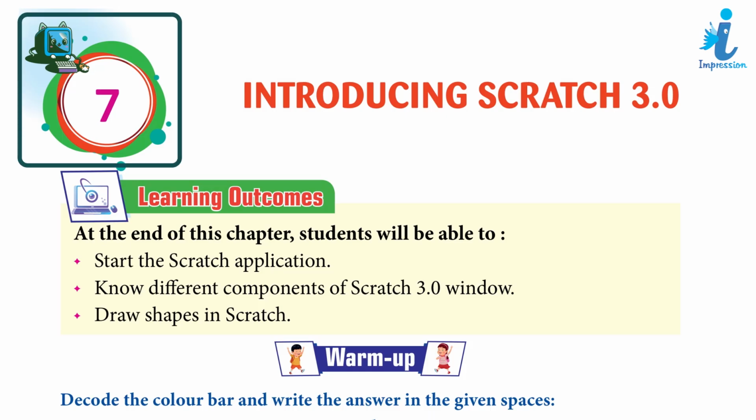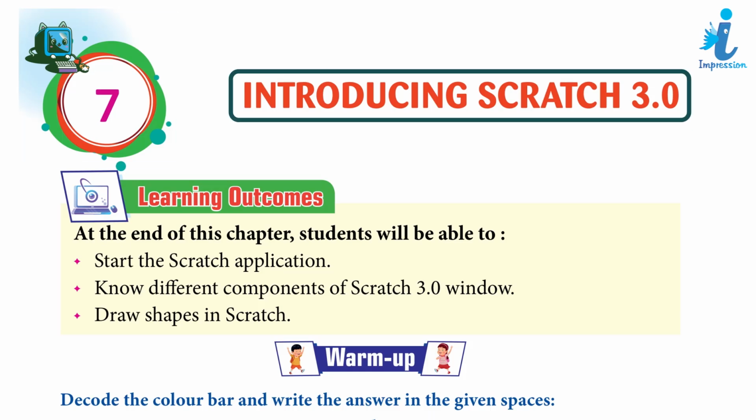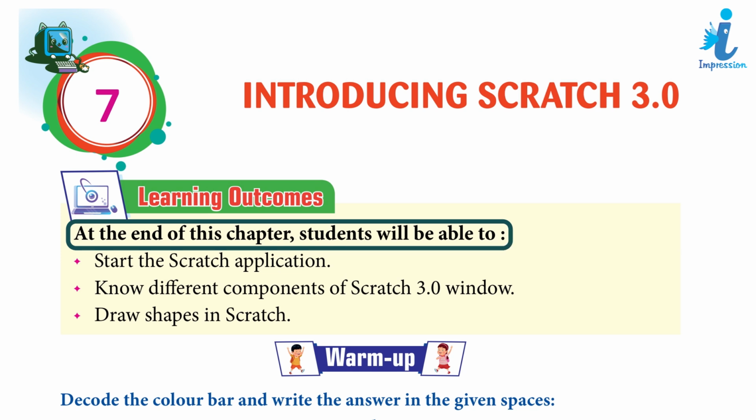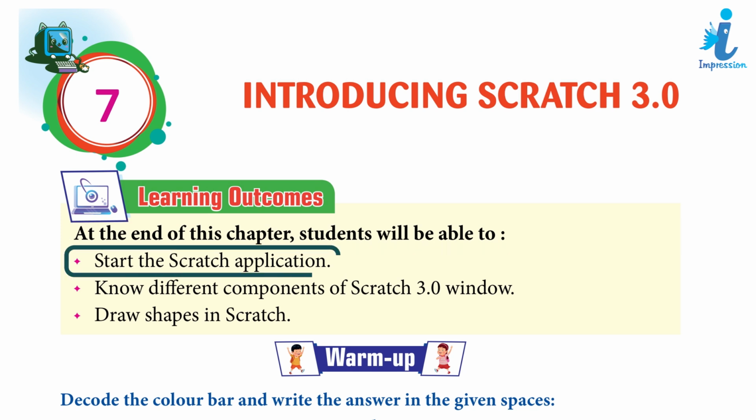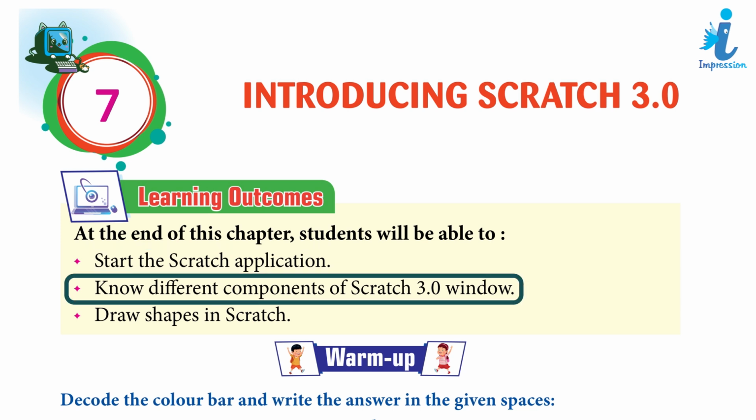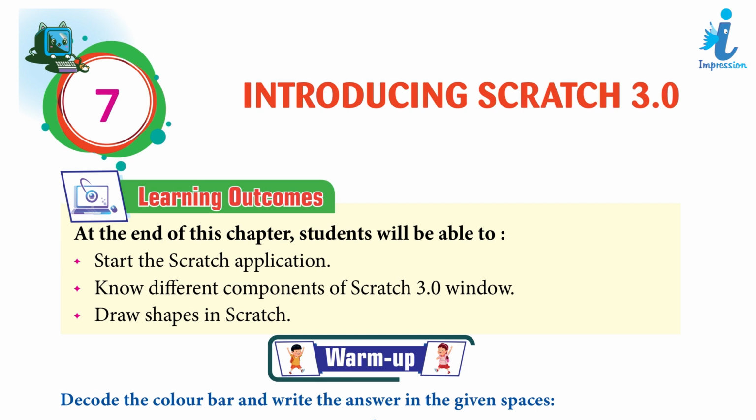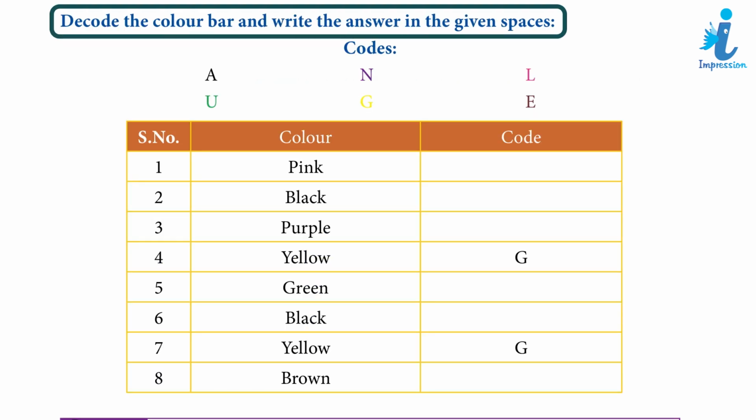Chapter 7, Introducing Scratch 3.0. Learning Outcomes. At the end of this chapter, students will be able to start the Scratch application, know different components of Scratch 3.0 window, and draw shapes in Scratch. Warm up. Decode the color bar and write the answer in the given spaces.